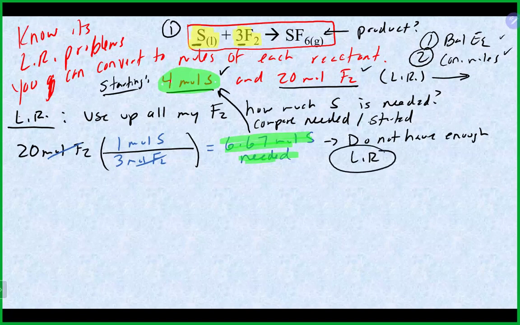The good news is if you can identify sulfur as your limiting reagent, by default, in this case, the fluorine would be my excess reagent. So as long as you can identify one of them as either being limiting or excess, the opposite is true for the other. First off, any questions on that calculation?